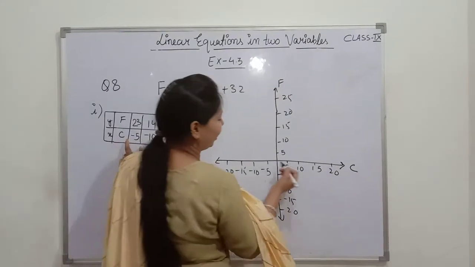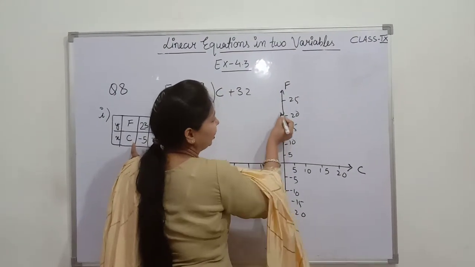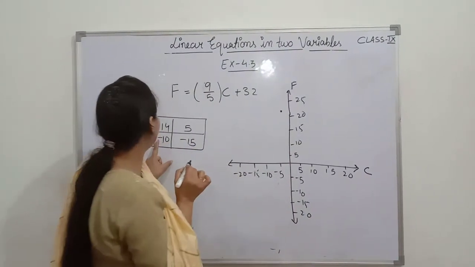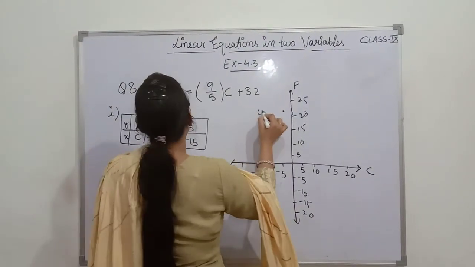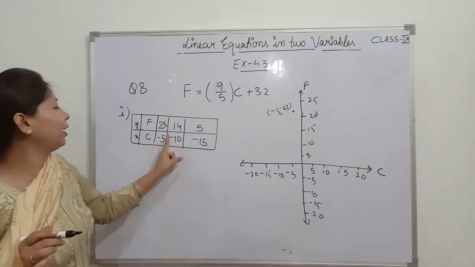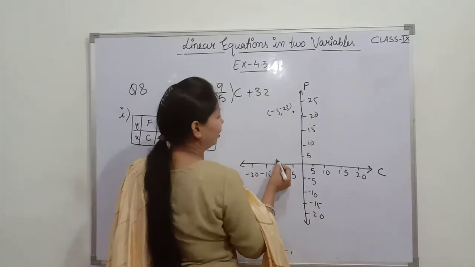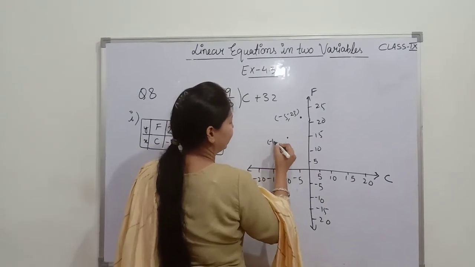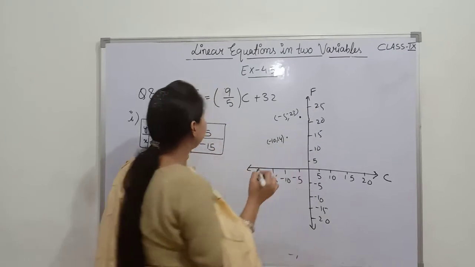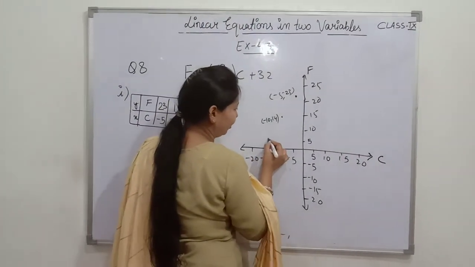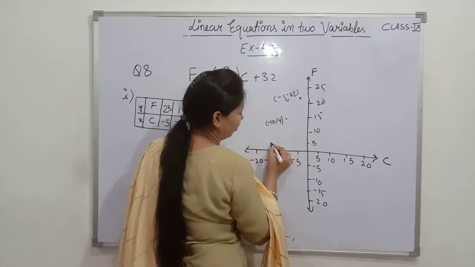That means what is x? -5 and here it is 23. So 23 lies here somewhere. So this is the point. Now the second point is -10, 14. So here is the point. Now the next is -15, 5. -15 and the 5. This is the point.